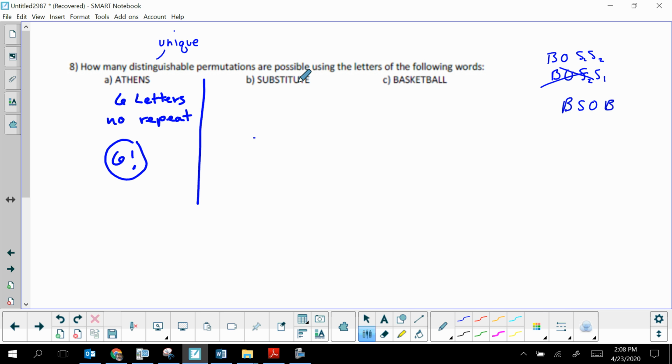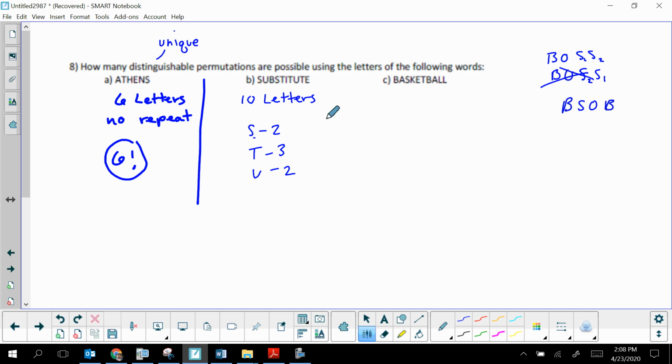Now look at the word substitute. Substitute overall has 10 letters. Okay. But all of my letters are not unique, right? The S's repeat, the T's repeat, and the U's repeat, right? So what we can do, identify how many S's do I have? 1, 2, I've got 2 S's. T's, 1, 2, 3, I've got 3 T's. And U's, I've got 2 U's.